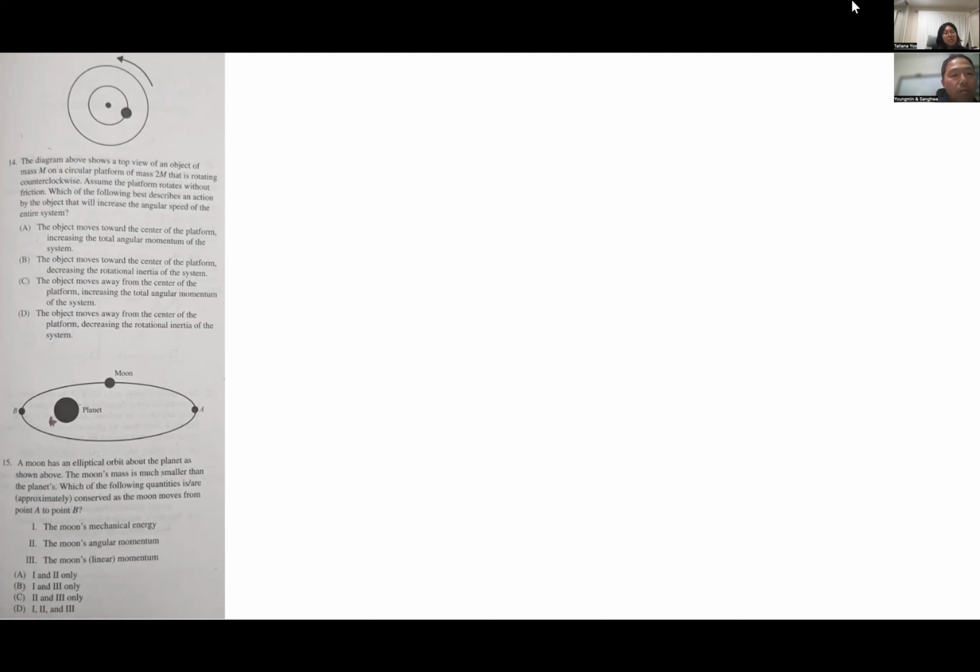A, the object moves toward the center of the platform, increasing the total angular momentum of the system. B, the object moves toward the center of the platform, decreasing the rotational inertia of the system. C, the object moves away from the center of the platform, increasing the total angular momentum of the system. D, the object moves away from the center of the platform, decreasing the rotational inertia of the system.